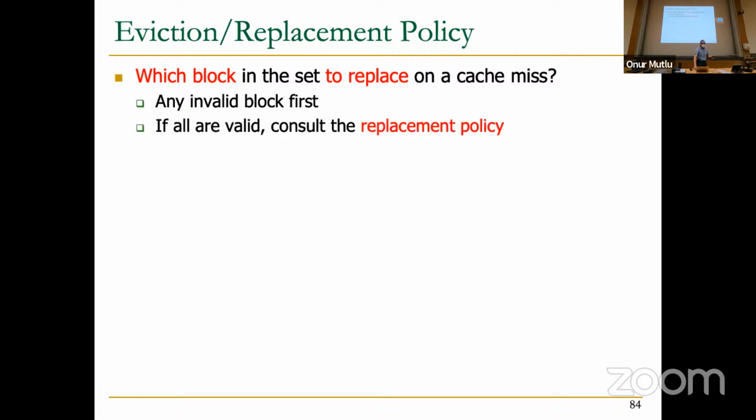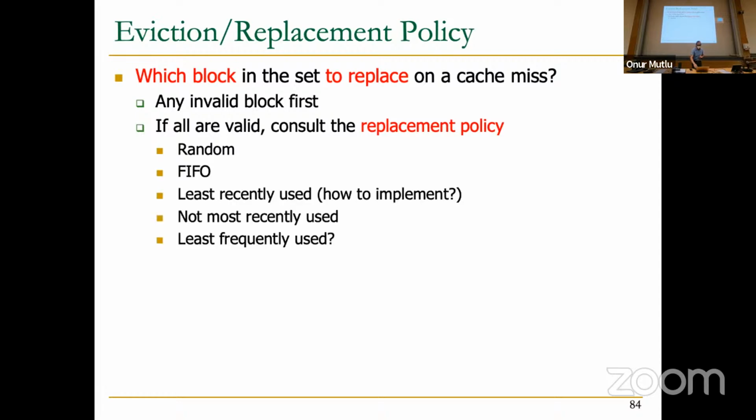If all blocks are valid, you consult the replacement policy. So the replacement policy can be many different things, actually. You can randomly pick one block from a set. This may be okay, actually, if your access pattern is not predictable, for example, right? Or if your cache set is thrashing, as we will see. Or there are many, many different policies that are proposed. First in, first out, if your access pattern is nice that way, maybe.